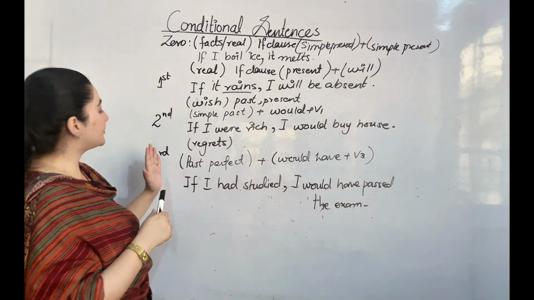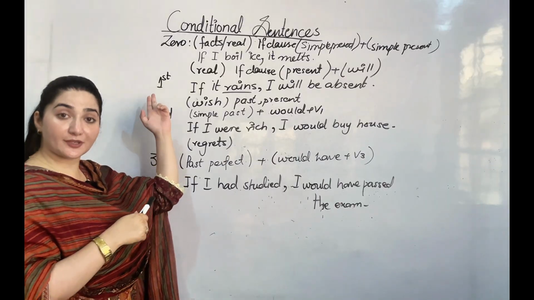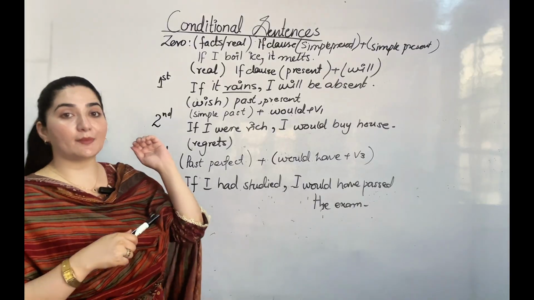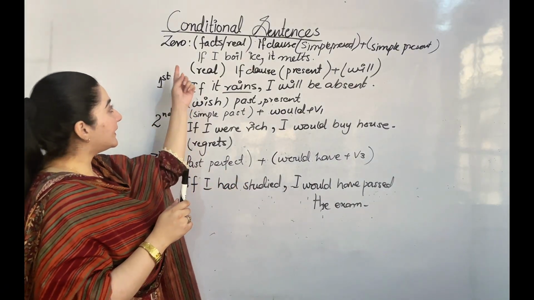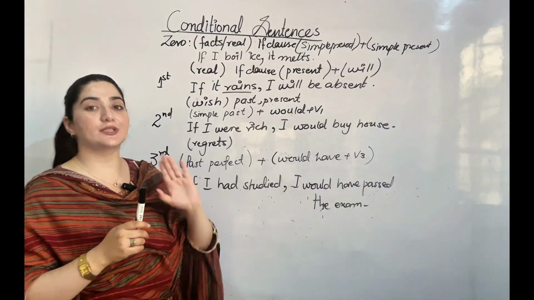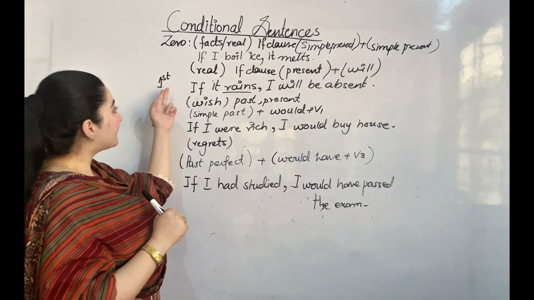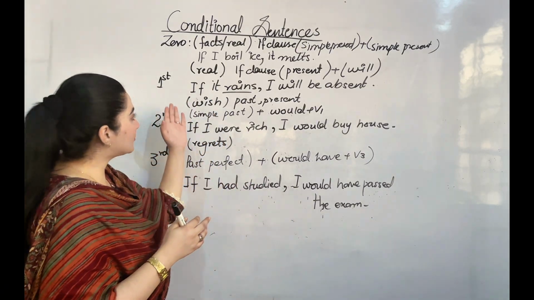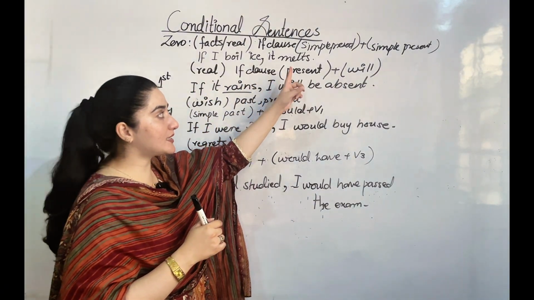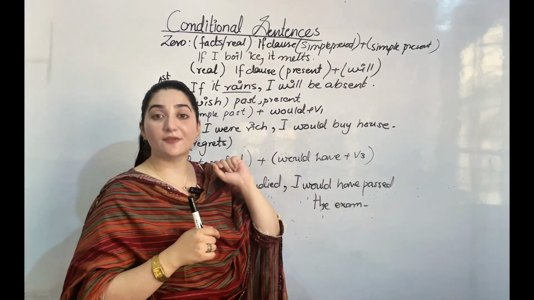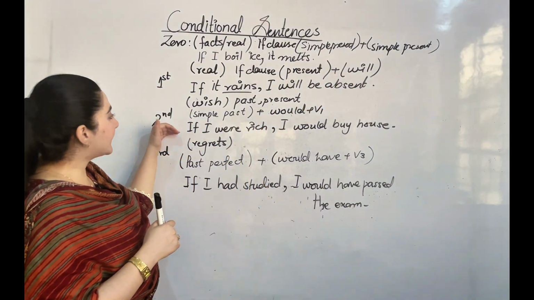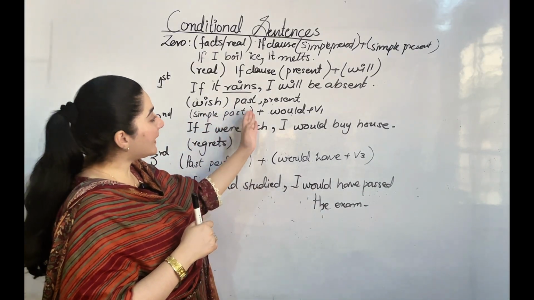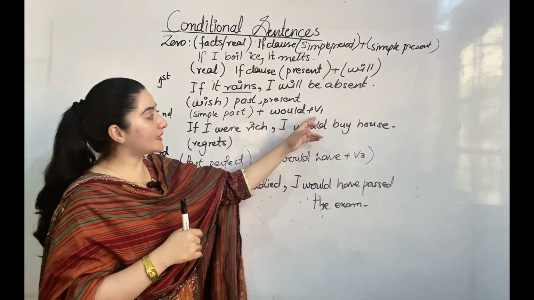So these are the four conditionals in front of you: zero conditional, first conditional, second conditional, and third conditional. Zero conditional is used to talk about factual and real situations, and the if clause and the main clause are both written in the present tense. The first conditional is used to talk about real situations, reality. The if clause is written in the present and the consequence in the simple future tense. The second conditional uses simple past: the if clause is in simple past and the consequence is written with would plus first form.